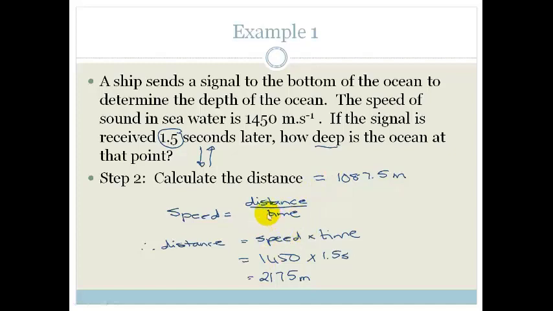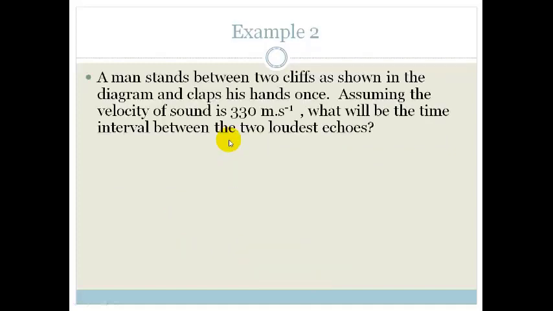Okay, the other way you could have done it was divided the time at this point. Instead of timesing it by 1.5, you could have times it by 0.75. Either way, I don't mind which way you do it, as long as you understand that the time taken in this question was both for the down trip, down to the bottom of the ocean, and back up to the receiver. Let's look at another example.